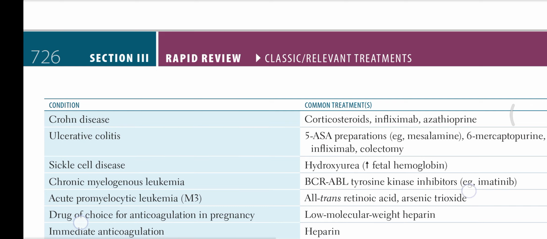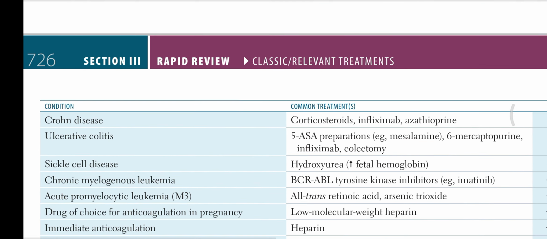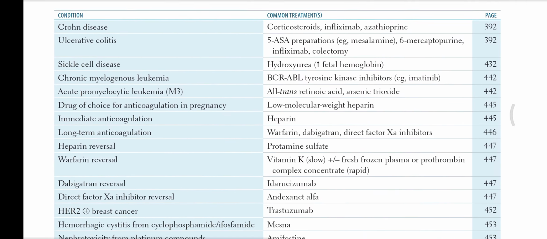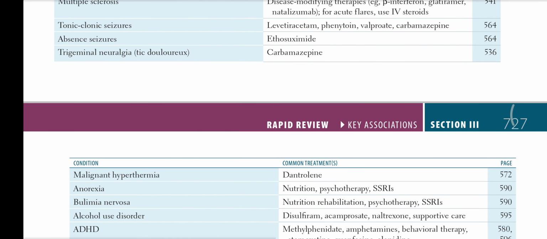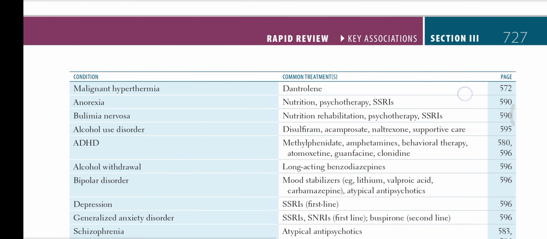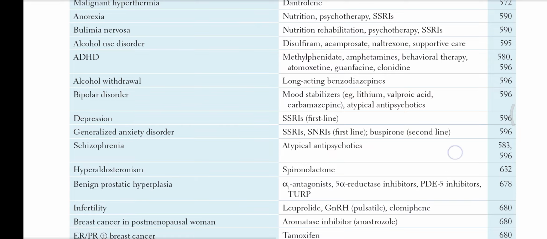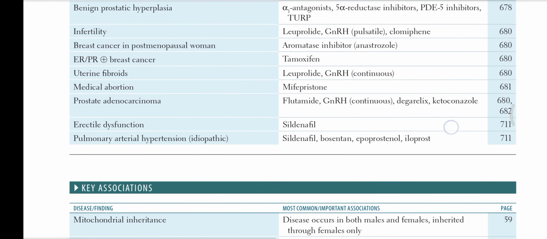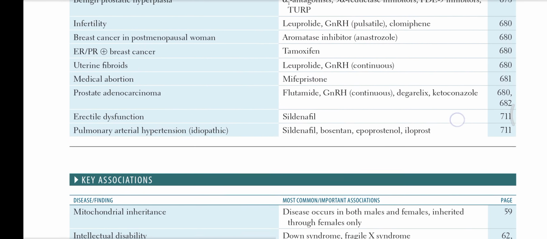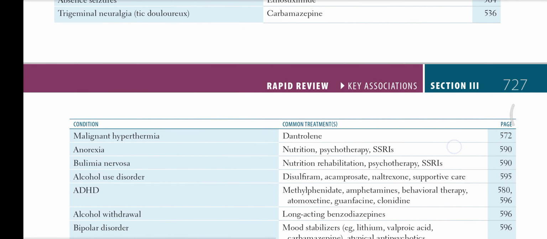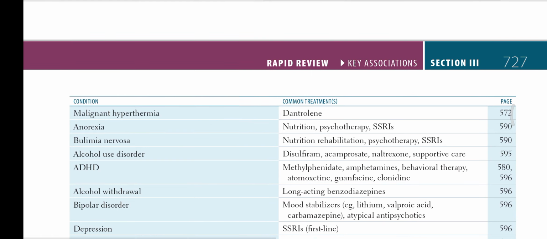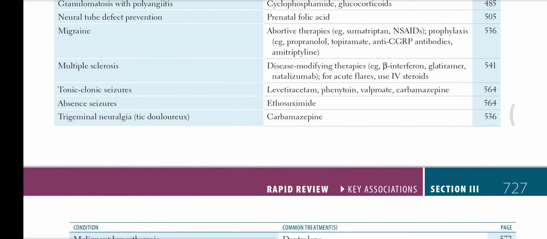So this is the third video for rapid review of classic treatments. I will make the next video as a continuation of classic treatments, and that will be the last of them. After that, I will be talking about key associations in the following video, but before that I'll be completing this page number 727.